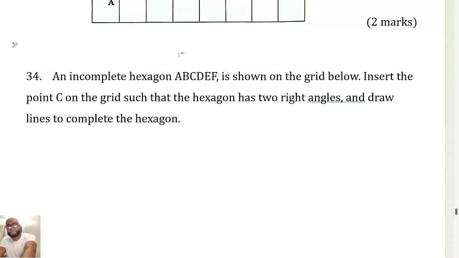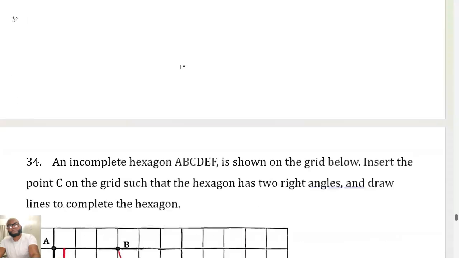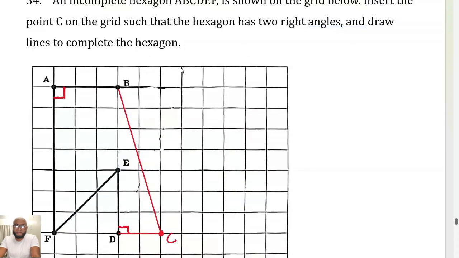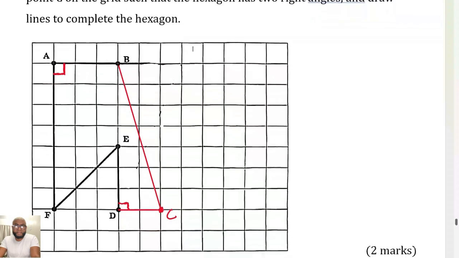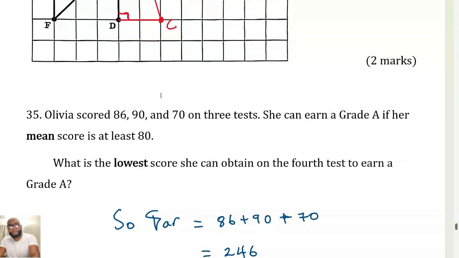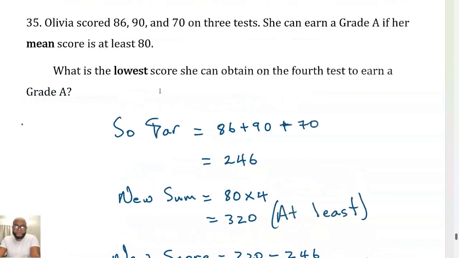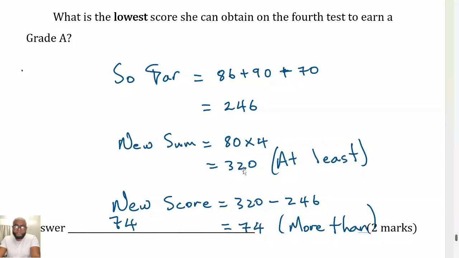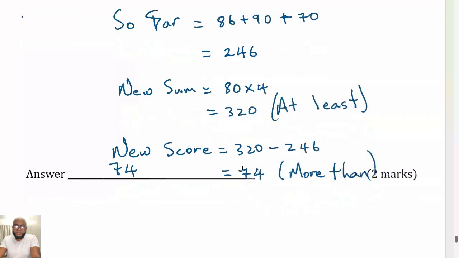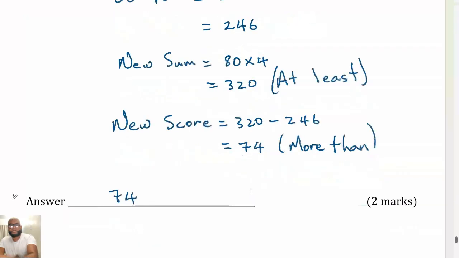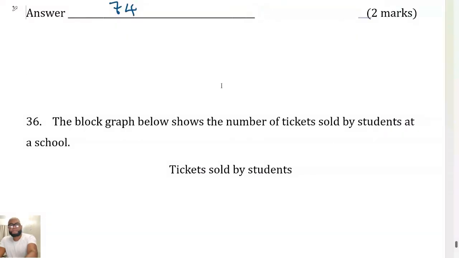So I might have to send this one down also because this one has a drawing. Hexagon. Looking for 2 right angles. This would have been the complete drawing here. And this one was simple. This is the mean. So Cohen was showing us to use the sum so far here. And then the new sum would be this. And then the new score would be 74. Set this down here. Okay. Set this down.